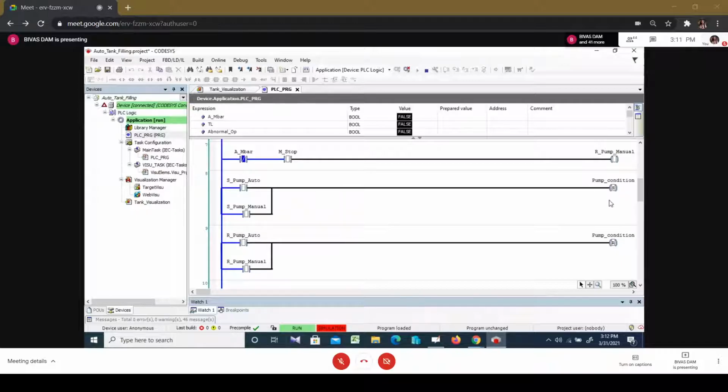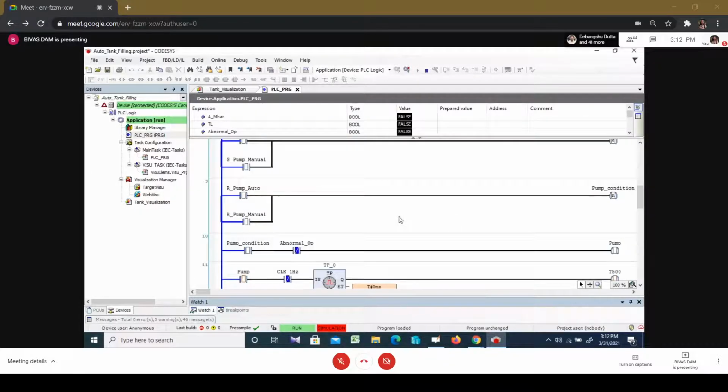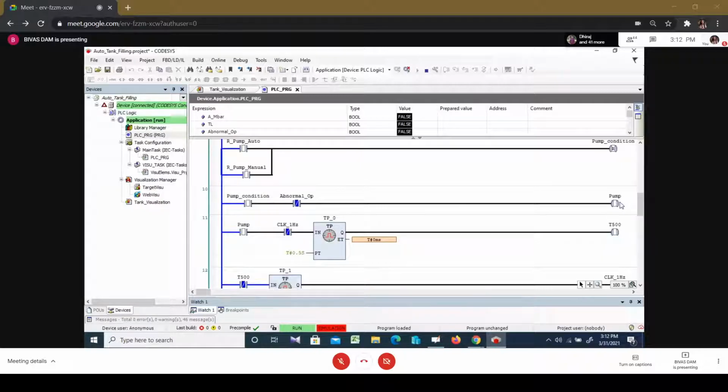That I have set or reset using proper logic: whether in the auto mode pump should be on, or in the manual mode pump should be on, or in the auto mode pump should be off, or the manual mode pump should be off. And the actual pump is being initiated by the pump condition and absence of abnormal operation or the abnormal situation. That means this ending that I have used to start the pump.